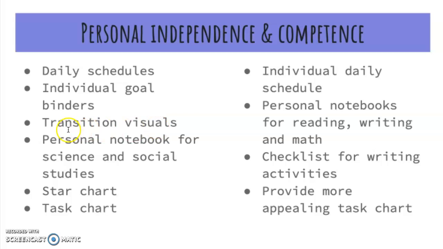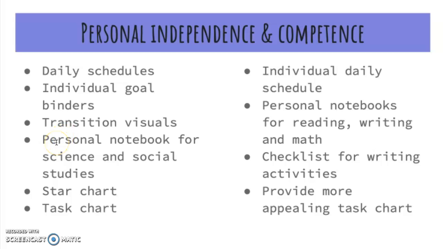During transitions, students were given a visual describing what station they were supposed to go to next. So, for example, they would be given a computer visual or a blue square to go to the blue table.